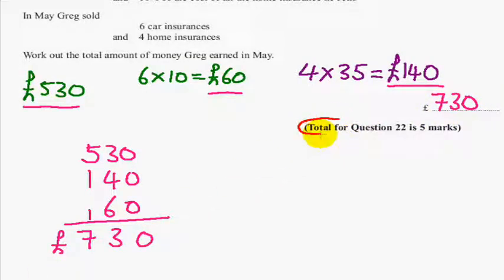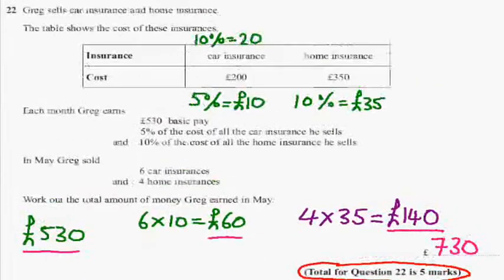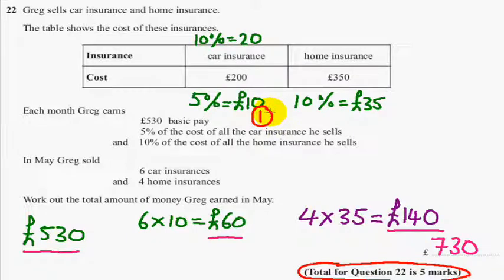Question 22 is worth 5 marks in total. You get 1 mark for finding 5% of £200, which is £10. You get 1 mark for finding 10% of £350, which is £35. You get the 3rd mark for working out how much he got for selling the 6 car insurances, which is 6 times 10 equals 60.